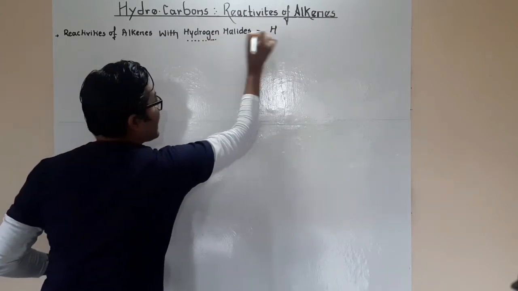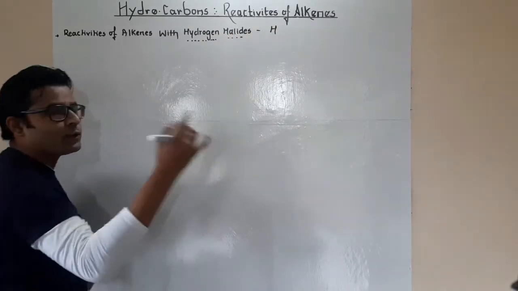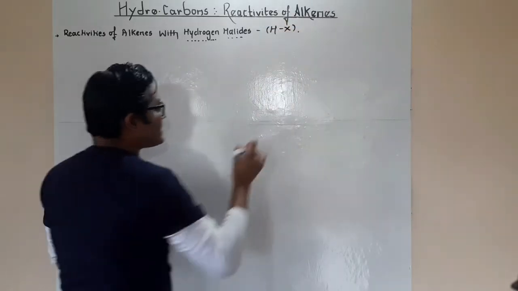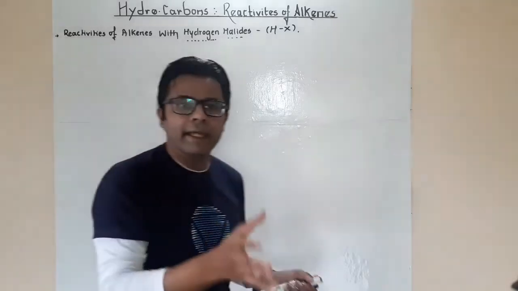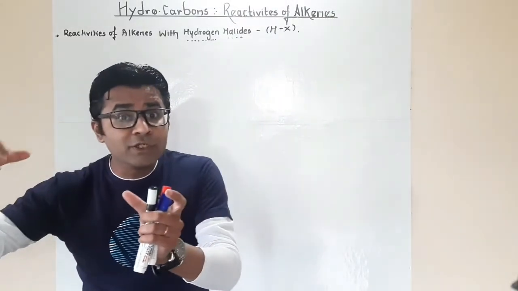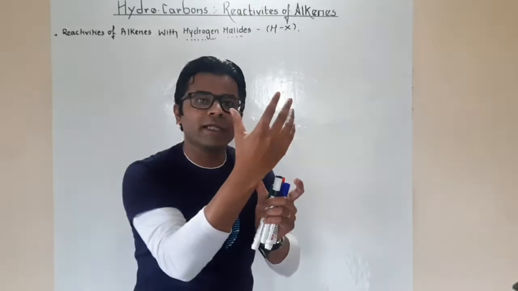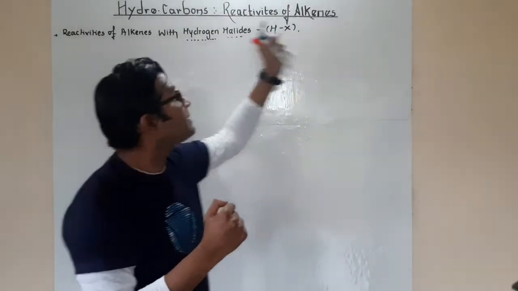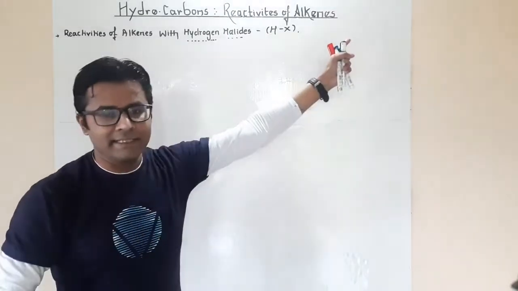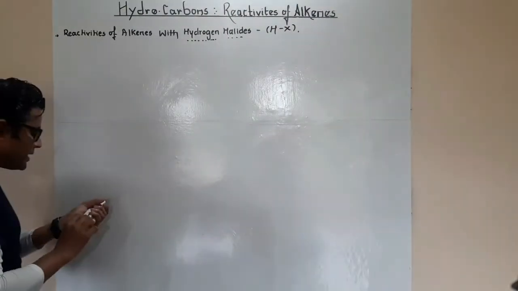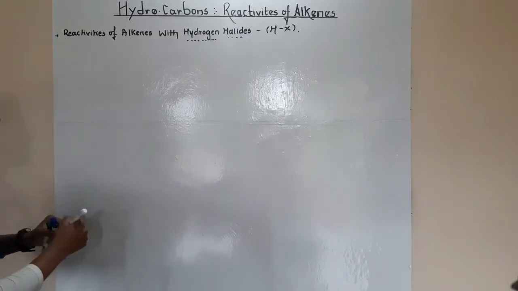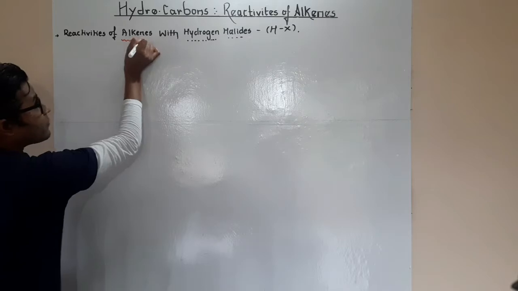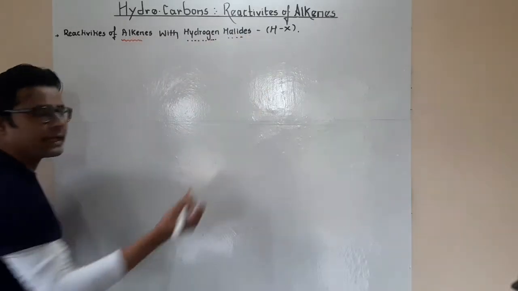Now when we say hydrogen halides, that means a compound which contains hydrogen connected to a halogen. So HX. Basically this means we are going to look at a reaction which is an addition of hydrogen halide to a compound containing a carbon-carbon double bond, and so we are going to look at the reactivity with alkenes. There are certain things we need to understand, that is, what type of alkene we are going to add this hydrogen halide to.